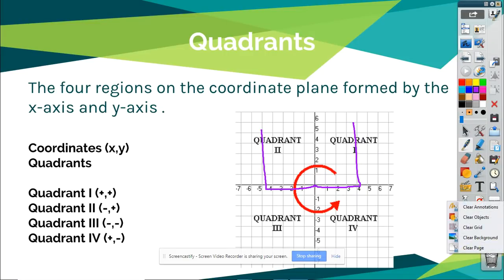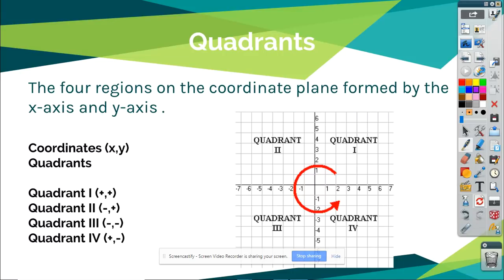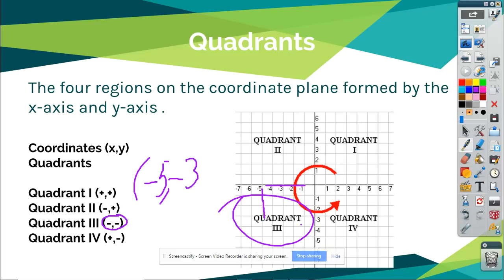Okay, now quadrant 3. I have to go negative, negative. So does that mean I'm going to the left or to the right? I'm going to go to the left. So I could go to the left 5. But I also have to go up or down. If I'm negative, I have to go down. So I could go to negative 3. So am I inside of quadrant 3? Yes, I am. So that means my ordered pair is negative 5, negative 3. Okay, the only way I can be inside of quadrant 3 is to have both of the signs be negative.